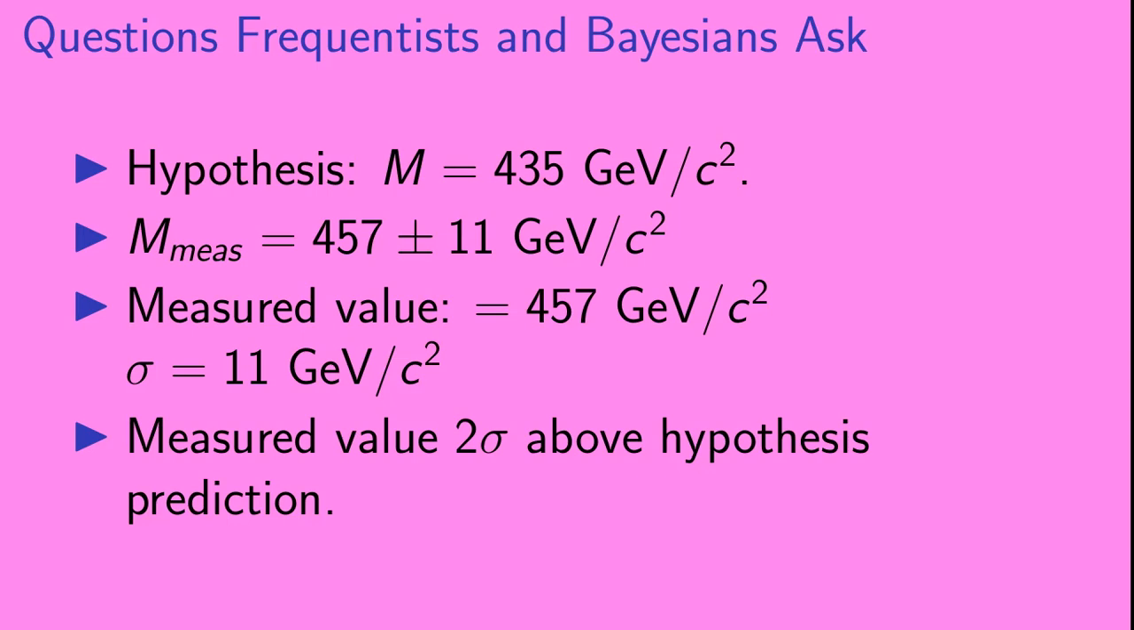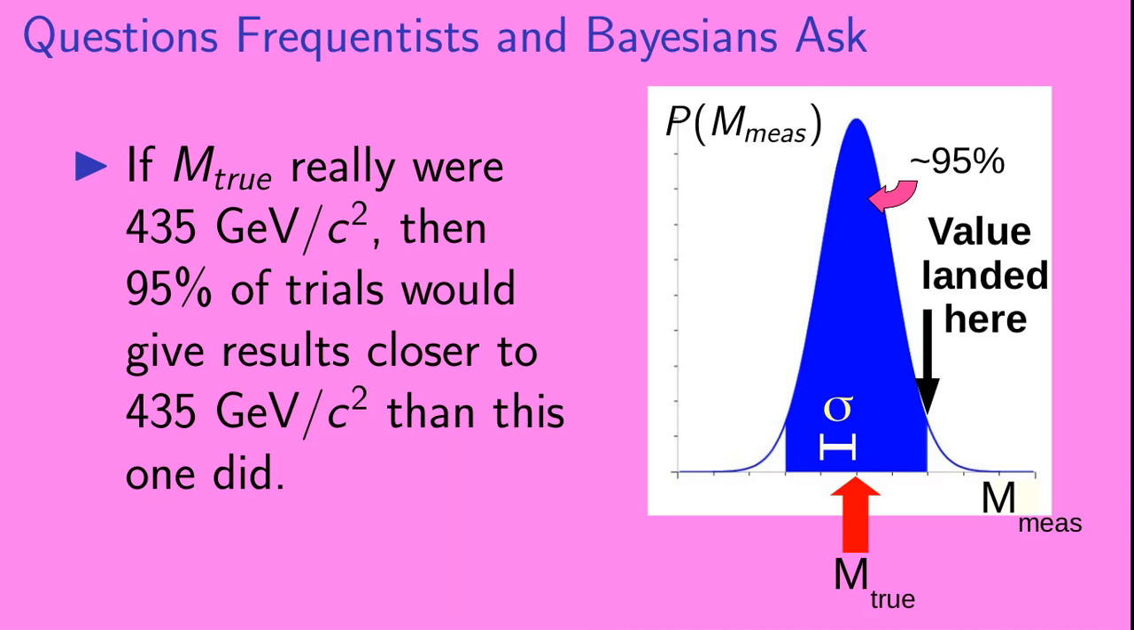Okay, so our hypothesis predicted that the mass would be 435 GeV/c². M measured was reported as 457 ± 11 GeV/c². This result means that the value observed was 457 GeV/c², and sigma is 11 GeV/c². So we can see that the measured value is 2 sigma above the hypothesis prediction. If m true really were 435 GeV/c², then 95% of trials would give results closer to 435 GeV/c² than this one did.